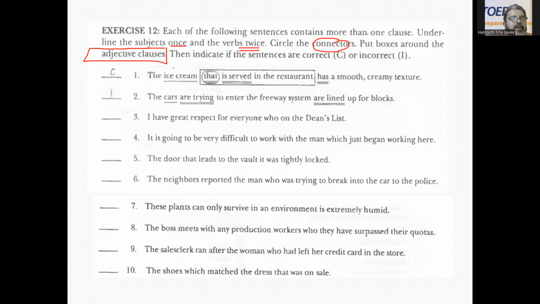Example, number 1, the ice cream, subject, that is served, right, has a smooth, creamy texture. What ice cream are we talking about? Here's the connector, subject for the verb is served. Number 2, the car, subject, are trying to enter the freeway system, are lined out for blocks. So here we have a problem because there is no connector subject.